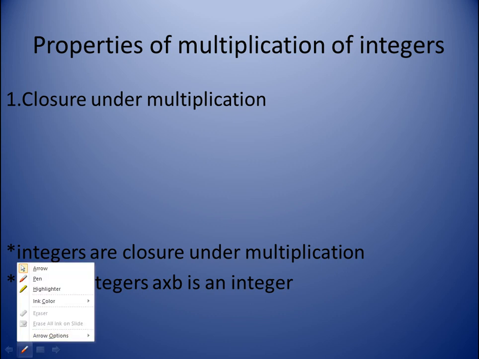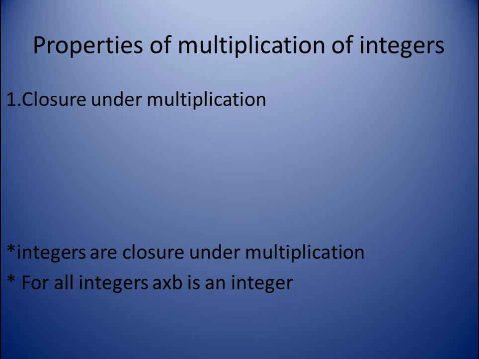Properties of integers. Closure under multiplication. Now we will talk about closure under multiplication. You know that integer into integer is equal to integer. For example, integers are closed under multiplication. For all integers, a into b is an integer.